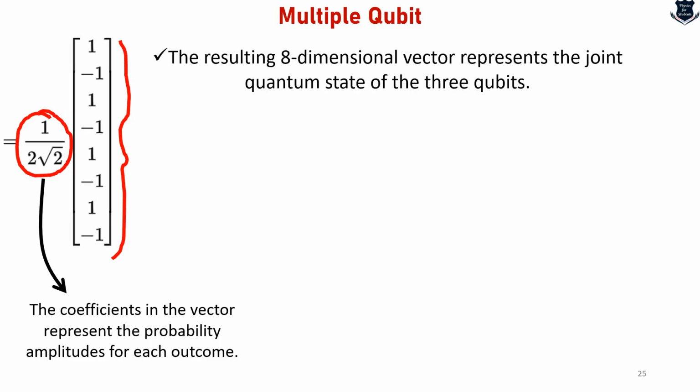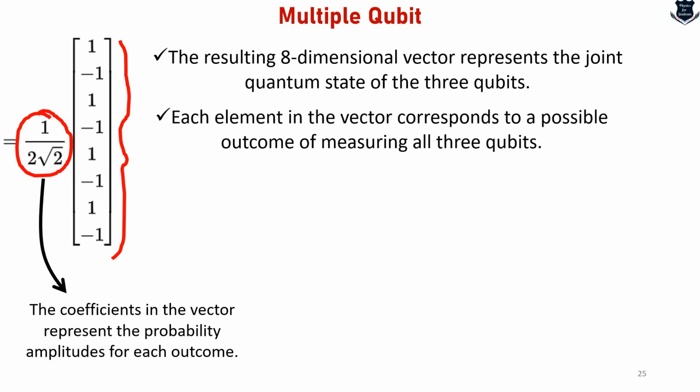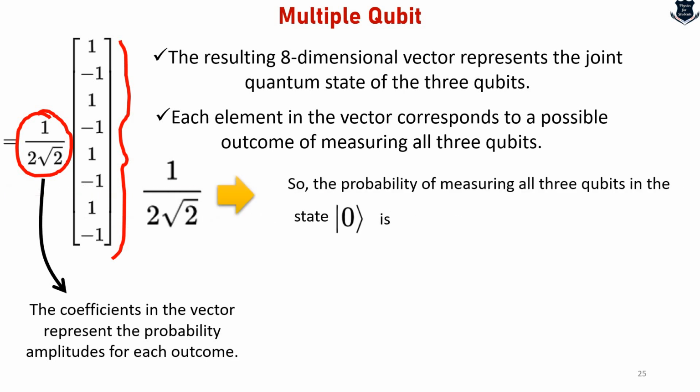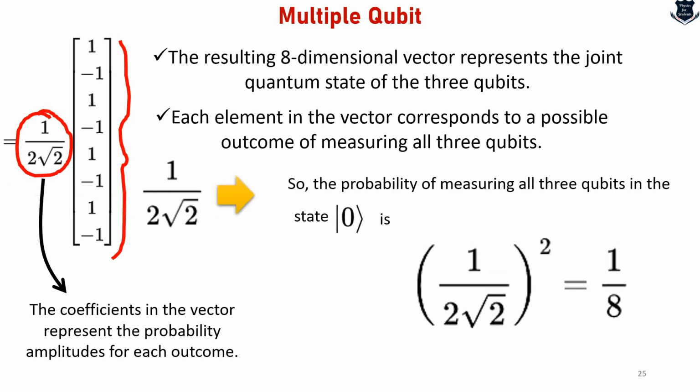So what we get is that the resulting n-dimensional vector again represents the joint quantum state of the 3 qubits. Each element of the vector corresponds to a possible outcome, obviously, and this coefficient 1 upon 2 square root of 2. So the probability of measuring all 3 qubits in the state 0 is given by this. That means the probability is 1 upon 8. And what would 1 upon 8 mean when it comes to physical experimentation? That is a different issue, but this is theoretically and mathematically how we get to this.